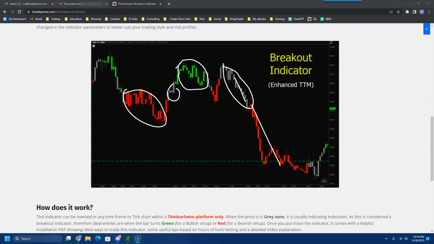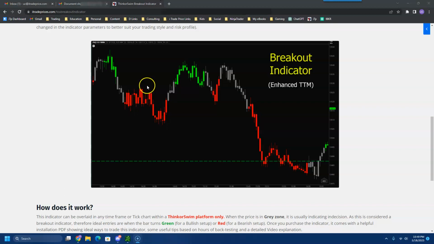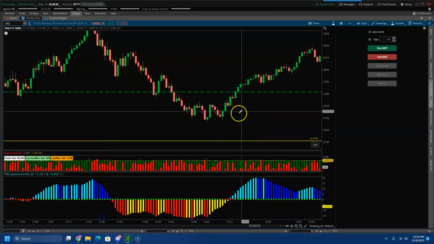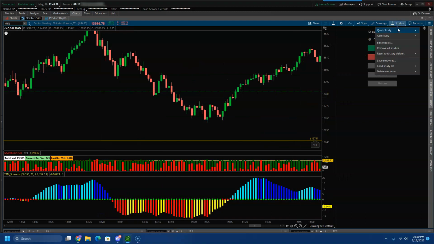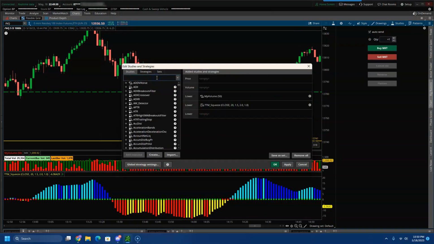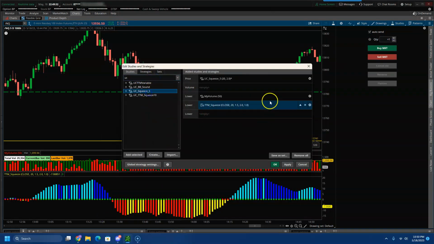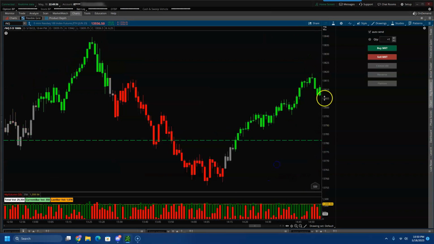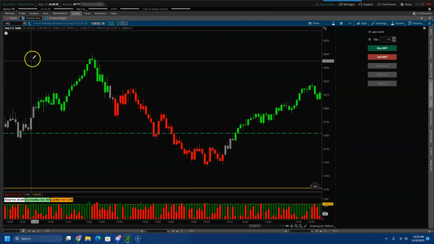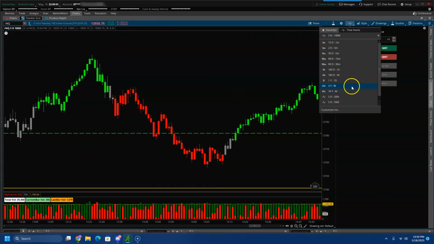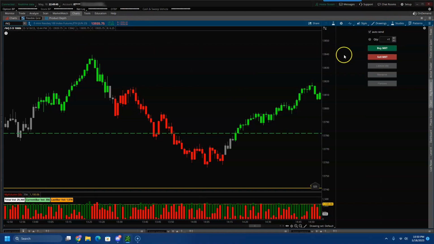So the way I like to use this indicator, actually, let's get into the ThinkorSwim platform and try to pull it up, and I'll show you how exactly it works, right? So here is the enhanced version. We're going to get rid of the original one, apply, right? So here is the chart of E-mini NASDAQ futures contract. It is a 1000 tick chart, right? It's not a time chart, it's a tick chart, right?